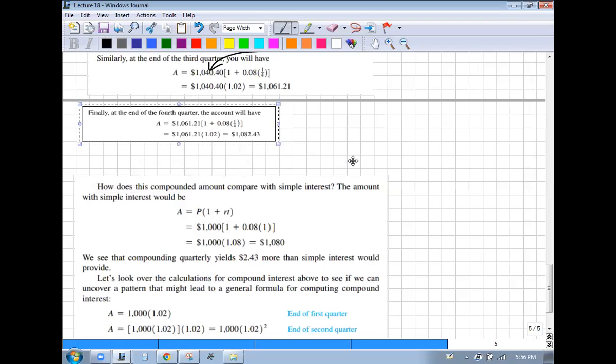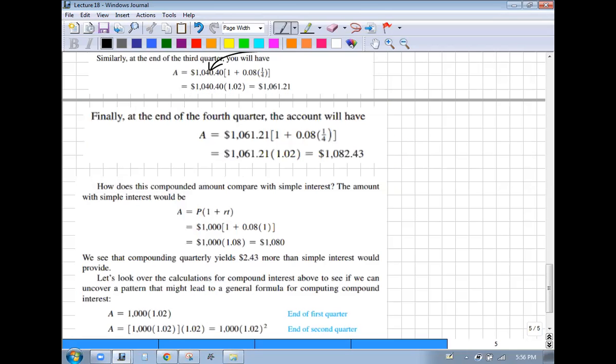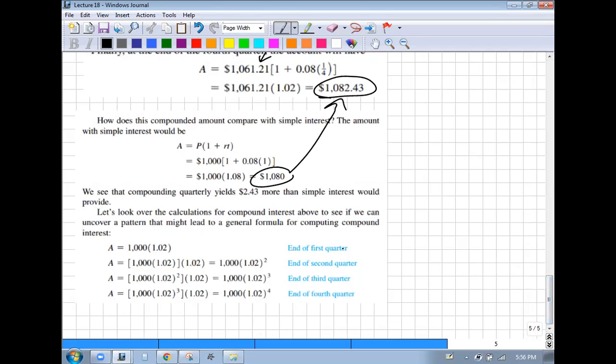So we do it again at the end of the fourth quarter. This is our new principal. At the end of the third quarter, we collect our interest, and we now have that. Now, if we just did simple interest for the whole year instead of collecting interest 4 times during the year, we'd only have gotten 1,080. So we got an extra $2.43 on the interest, on the interest, on the interest. Okay, so that's cool, right?